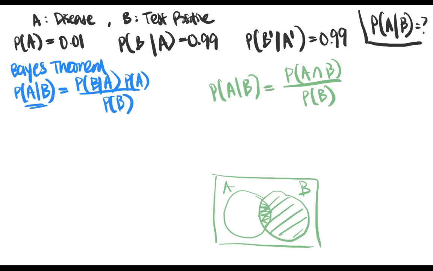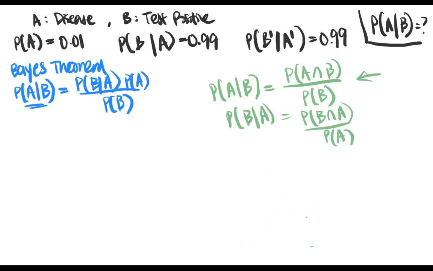Probability of A given B is given by this equation over here. What about probability of B given A? B given A, we just have to flip the letters around: B intersect A over the probability of A. So if you're familiar with manipulating mathematical equations and knowing how intersect works, you can see that this top part and this top part over here are exactly the same.